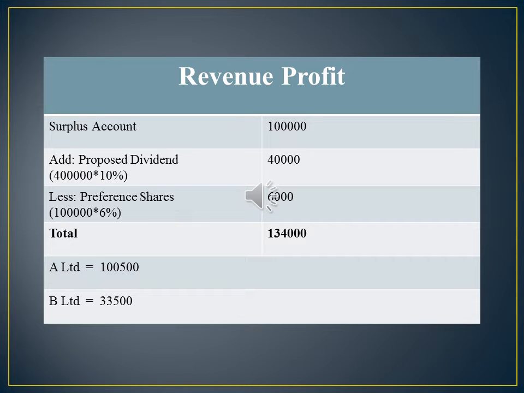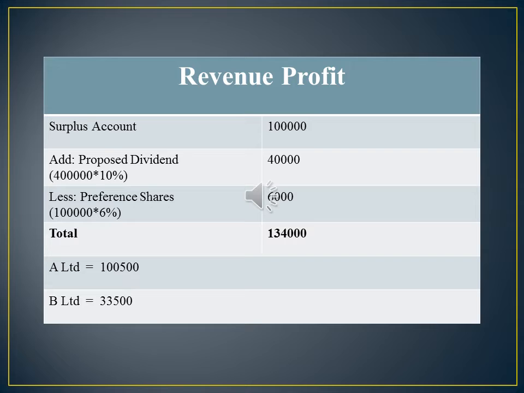While calculating revenue profit, the surplus account in the balance sheet is 1 lakh 20,000 rupees, and 20,000 belongs to pre-acquisition profit. So 1 lakh rupees will be the surplus account of revenue profit, and you should add the proposed dividend amount. It is 40,000 rupees because equity share capital is 4 lakh and the dividend percentage is 10%, which is given in the question. So the amount will be 40,000 rupees, and you should add the preference shares dividend also.